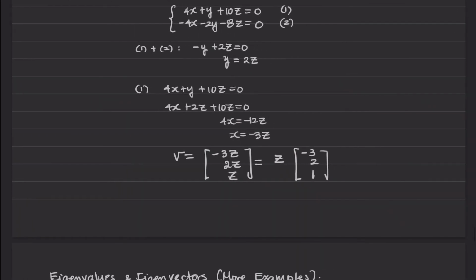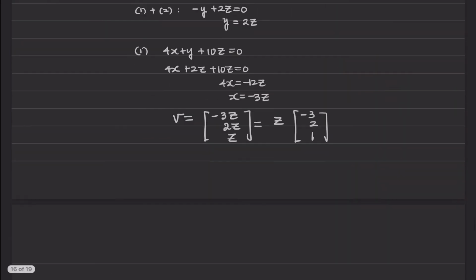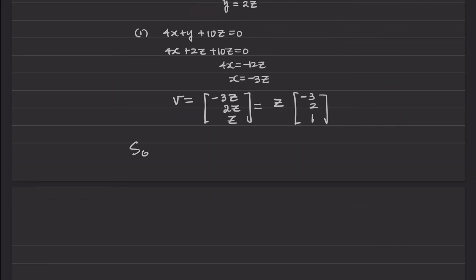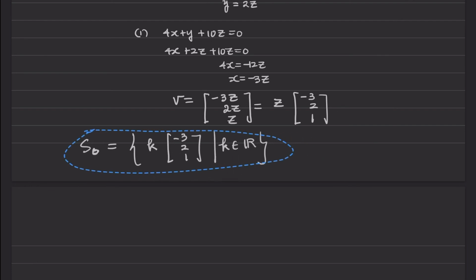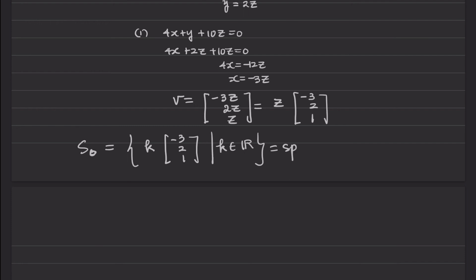So yung eigenspace, add tayo ng page. So yung eigenspace, corresponding sa 0, ay, ang itsura niya ay constant k, yun yung z mo, times negative 3, 2, 1, where k mo ay real numbers. Okay, yan yung S of 0 natin. Or yung iba, ang sinusulat nila ay this is the span. Yung mga set of linear combination ng negative 3, 2, 1 over R. Okay?